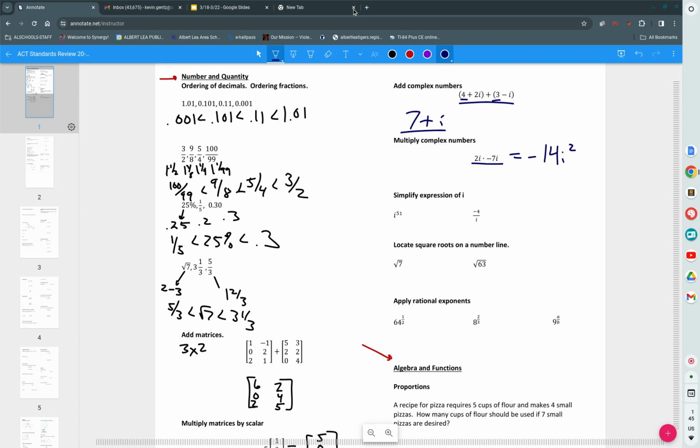I multiplied and I got a negative 14i squared. I recognize i squared is negative 1, times that negative 14 is a positive 14. Okay. Simplify the next two. i to the 51st power. This was a little bit challenging. The other groups really struggled with this one. Does anybody here remember how we do i to the 51st without multiplying out 51 times?